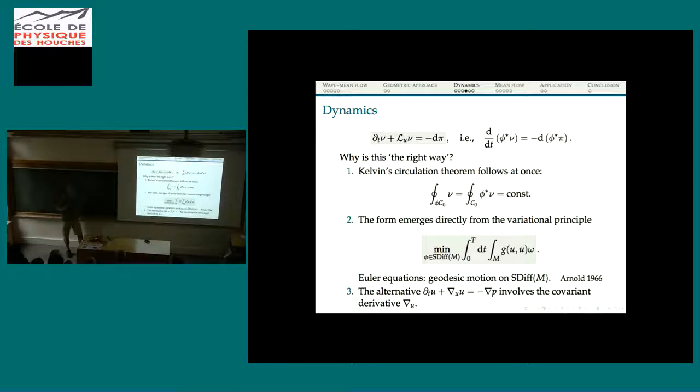And for more complicated fluids for which circulation is not conserved, you still have the core of the fact that the circulation is going to change, but only due to some subtle effects like stratification, for instance. Okay, so that's one reason why it's a good way of writing things. Another one is because of Arnold and others, who said that you can think of fluid dynamics as being geodesic motion. So there is a notion of distance between two diffeomorphisms.